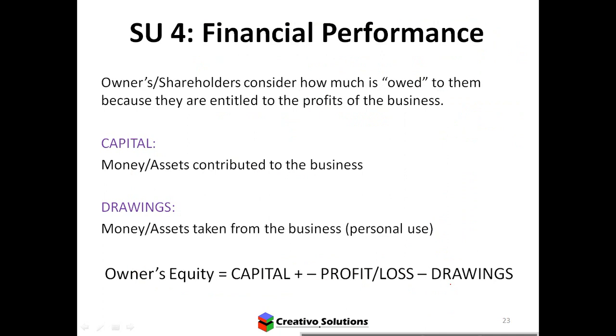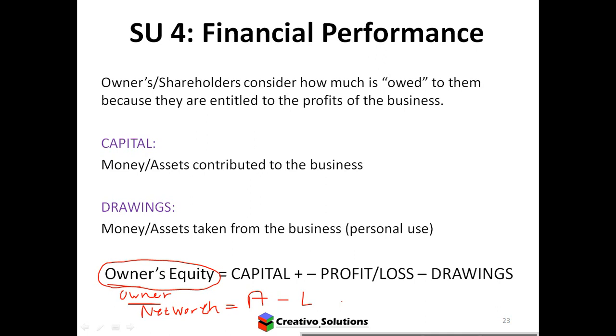Right, the other last two, capital and drawings. What does this relate to? It relates to owner's equity. That's why I've given you an equation here for owner's equity. Owner's equity is whose entitlement? The owner. It's the net worth. So net worth can also be calculated using this equation, A minus L.